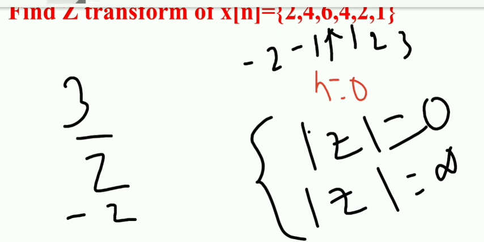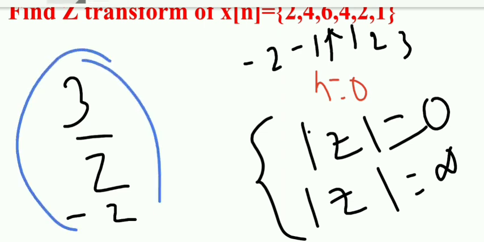Simply solve this problem. It is the same as the previous problem except n varies from -2 to 3. That is given here, right?